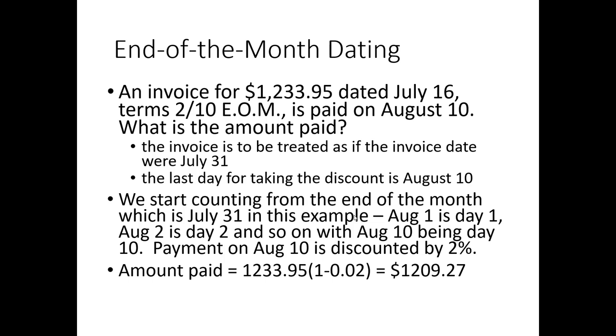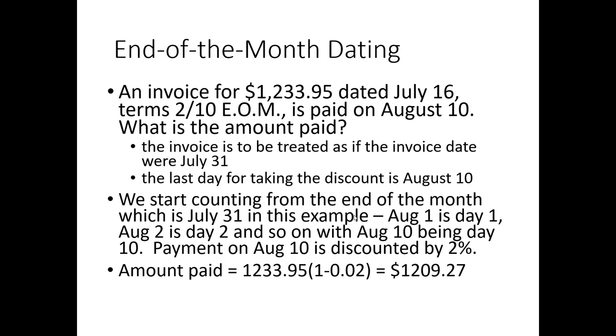Okay, so we start counting from the end of the month, right? I mean, it seems like it's a long time from July 16th to August the 10th, but we're not starting counting until July the 31st, right? August 10th, just like we were just talking about with the September 22nd invoice, right? We're in the discount period. August 10 is within the discount period. So we get to apply the discount. We take out our discount formula. We get to use it one more time.